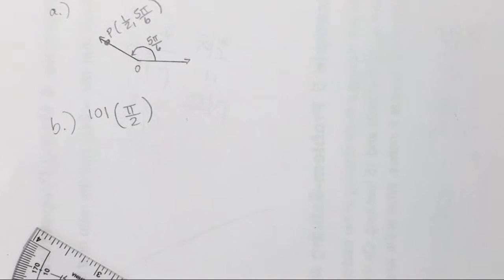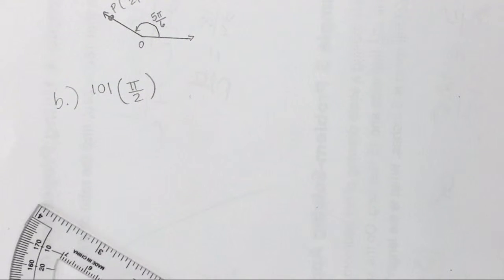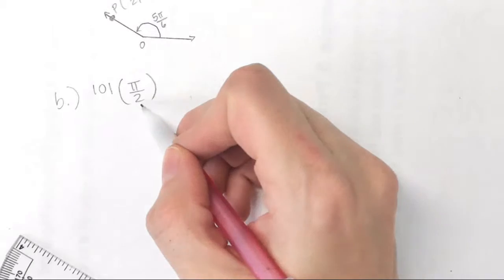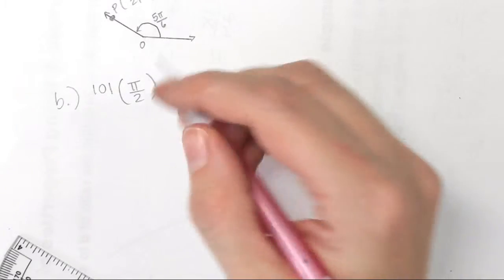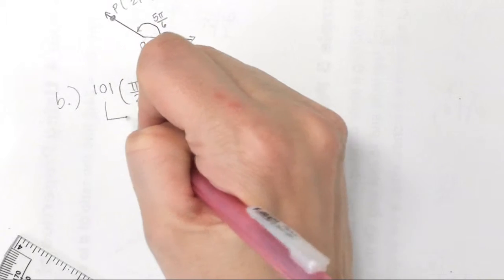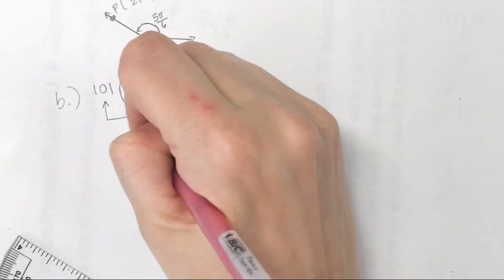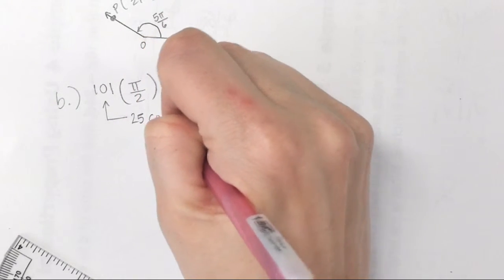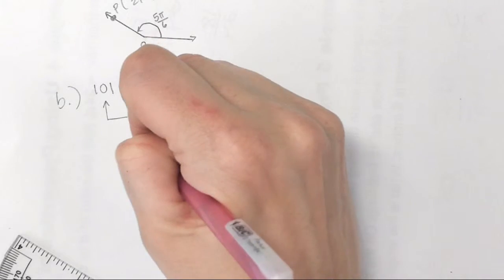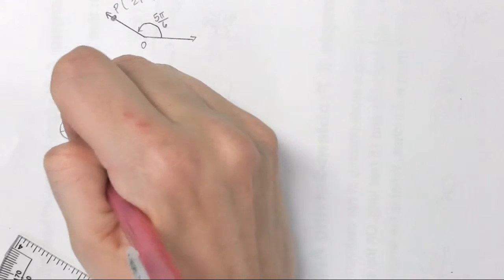So we have pi over 2. Simon, how many times does pi over 2 happen in the unit circle? 4, right? Because it's 90 degrees. So if it happens 4 times, I can take this and divide by 4. How many times does 4 go into 101 evenly? 25. So what we would have is 25 complete rotations, which is the same thing as what? I heard you guys say it.